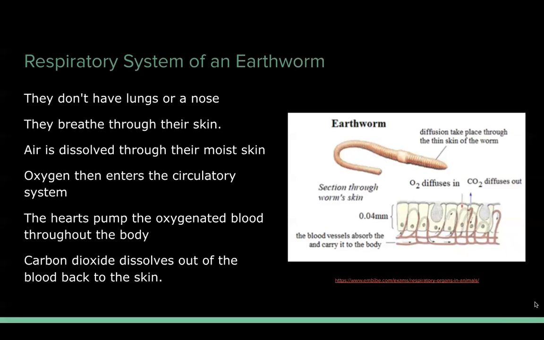The oxygen then enters the circulatory system. Then from there, the heart pumps the oxygenated blood throughout the body. And finally, the carbon dioxide dissolves out of the blood and back out through the skin. This also means that they don't have a larynx, trachea, epiglottis, bronchi, alveoli, or a diaphragm.